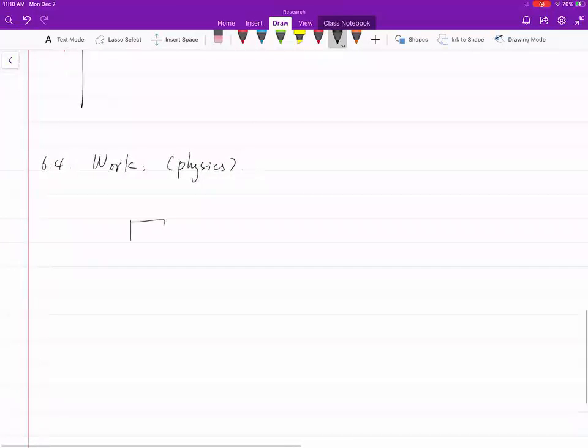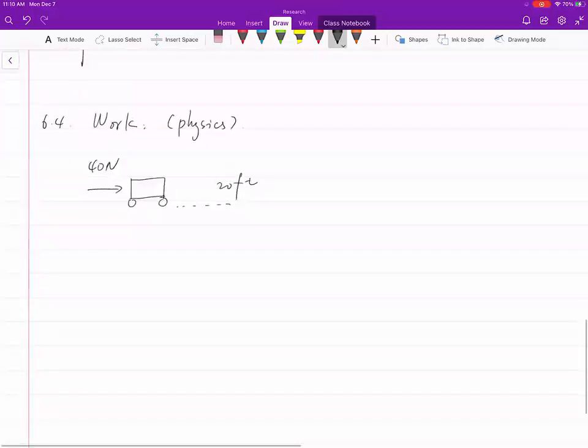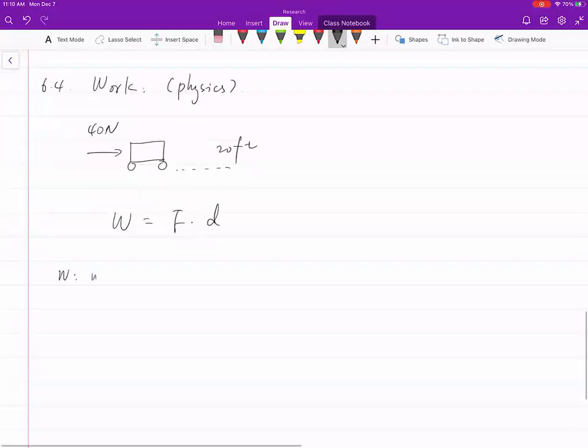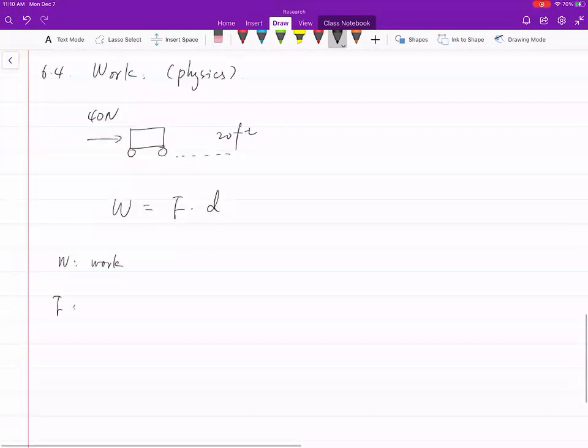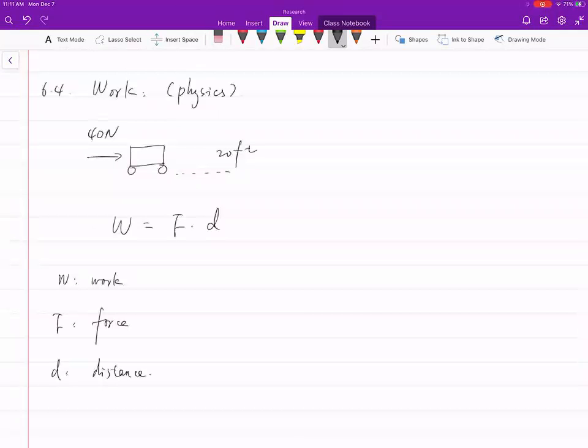Okay, so it's something from physics. Let's say you have some cart. You want to push it with 40 Newton of force. Okay, you push it super hard or super easy, whatever. You push that thing for a distance, which is 20 feet. Then you did something meaningful. Okay, I'm going to call that thing work, which is basically W, which stands for work, equals force times distance.